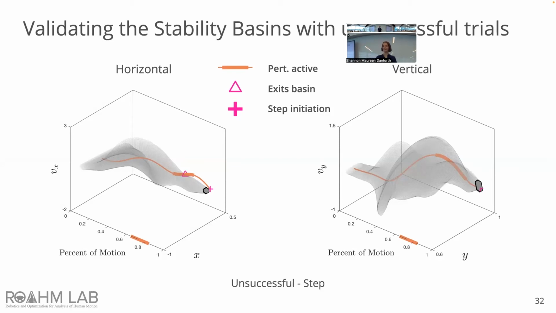So in this instance, the subject was pulled forwards during sit-to-stand and had to take a step in order to avoid falling. And so we see that the trajectory exits the basin, where we see that triangle, and then the step is initiated after the trajectory leaves the basin. Likewise, in this case, the subject was pulled backwards and had to sit back down. And we see that the trajectory once again exits the basin at the triangle before that sit was initiated at the plus sign.